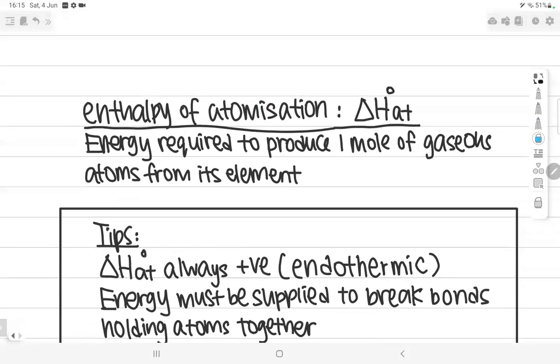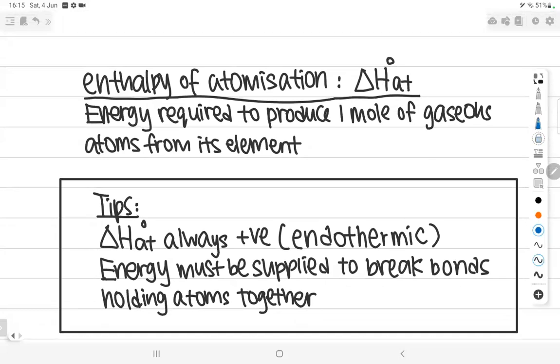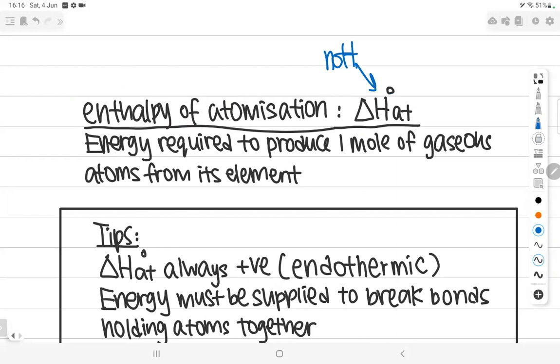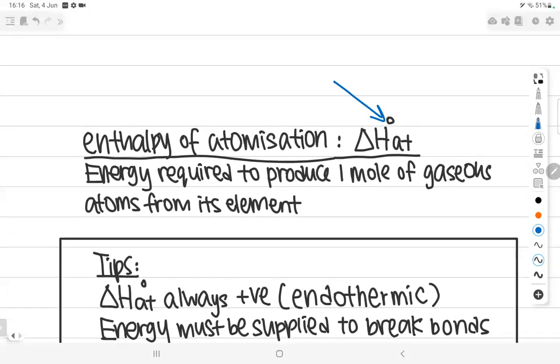So the first thing we will learn today is called enthalpy of atomization. The symbol is delta H, and you're going to see the subscript AT here. AT is the short form for atomization. You see a circle on top. This circle, we call it a knot. As I told you in the last lesson and also in AS, when you see the knot here, it means that this calculation is carried out in standard condition.